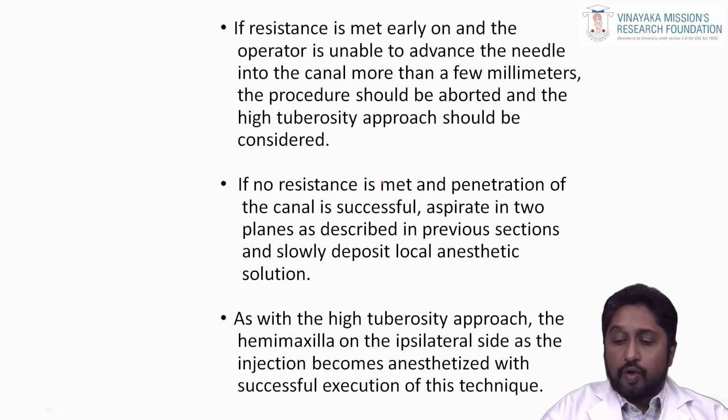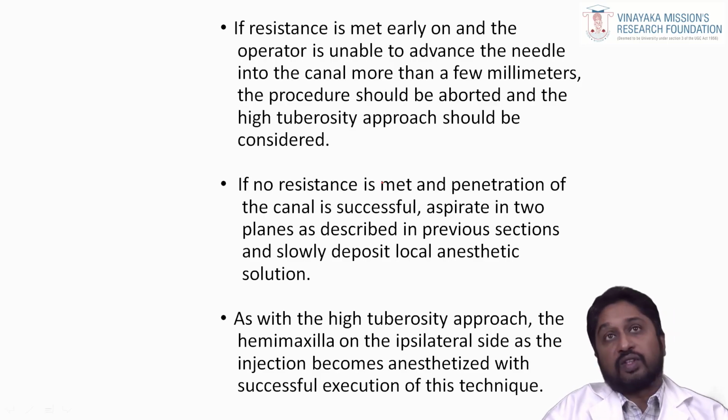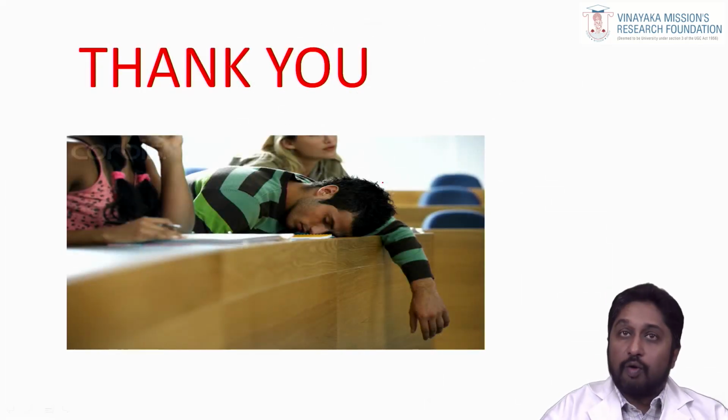The high tuberosity approach, or a hemimaxilla injection on the ipsilateral side, becomes unnecessary with successful execution of the technique. So this is all about the maxillary nerve block. I will just revise the maxillary nerve blocks. I have told you about 5 nerve blocks: the anterior superior alveolar nerve block, middle superior alveolar nerve block, and posterior superior alveolar nerve block. And on the palatal side, I have told you about the nasopalatine and greater palatine nerve blocks.